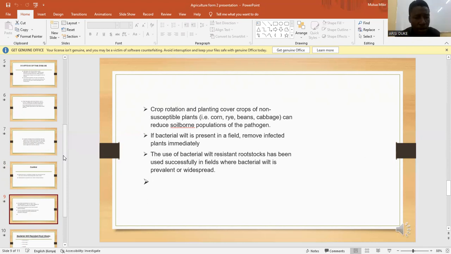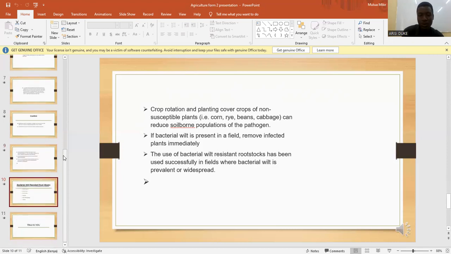What about when you use the resistant rootstock, that is grafting? We find that modern technology has introduced a grafting method that uses different rootstocks and different science in plant propagation. So if the rootstock is highly resistant to this disease, as a farmer, you're advised to use this rootstock so that you can prevent this bacterial wilt.